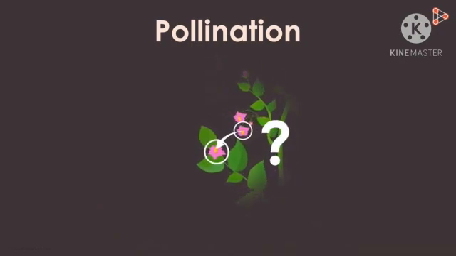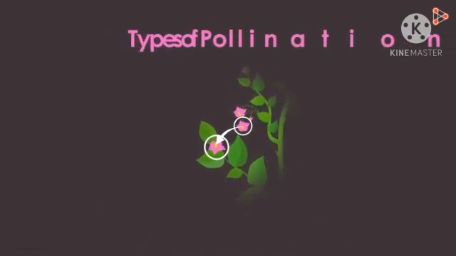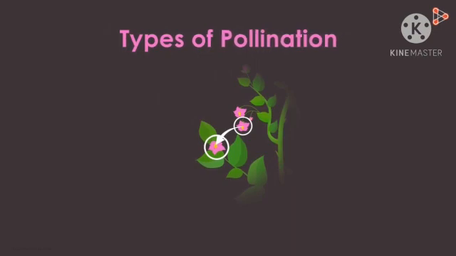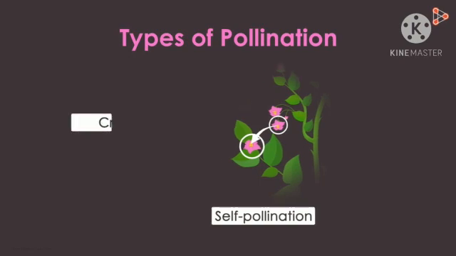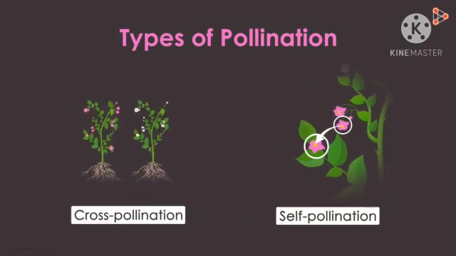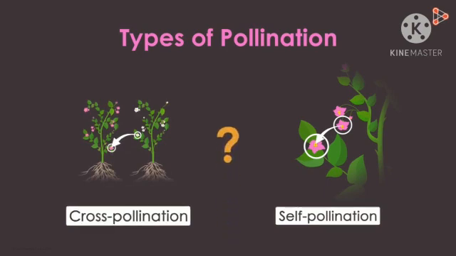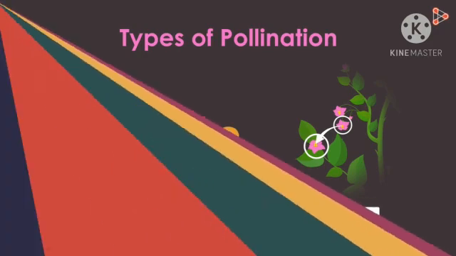And does that mean pollination occurs only between two flowers borne in the same plant? That question leads us to the types of pollination. The type in which pollination is found in flowers borne in the same plant is called self-pollination. The other type of pollination is called cross-pollination, where the pollen is transferred from the anther to the stigma of different flowers on different plants. Can you guess how this process happens?